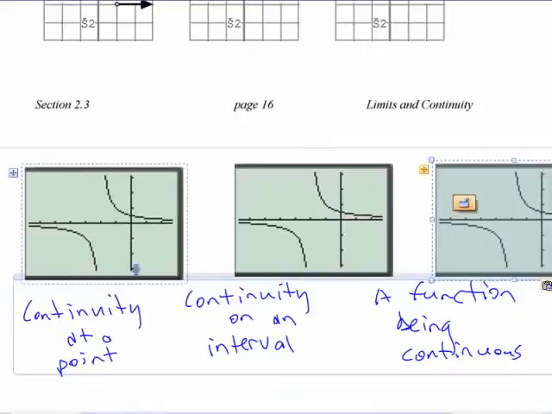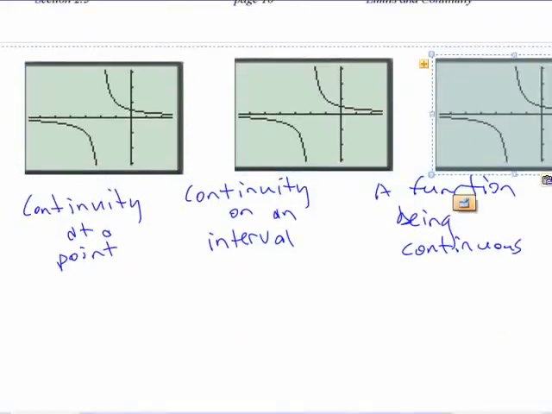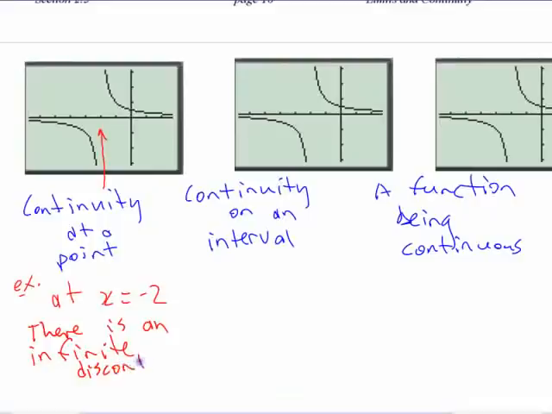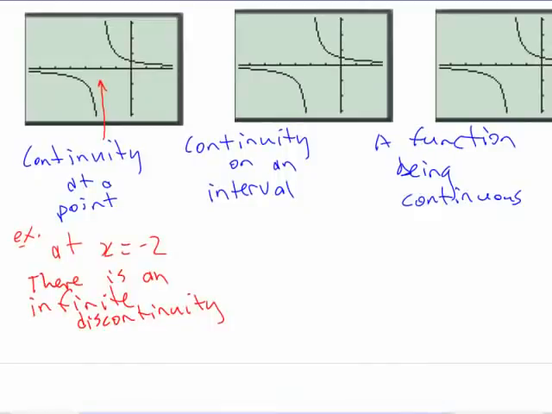You can talk about continuity at a point. For example here, at this particular x value, at x equals negative 2, there is an infinite discontinuity. So if you ask what's happening at x equals negative 2, there's an infinite discontinuity, right? One goes up, one goes down. It's a vertical asymptote. Infinite discontinuity is essentially a vertical asymptote.